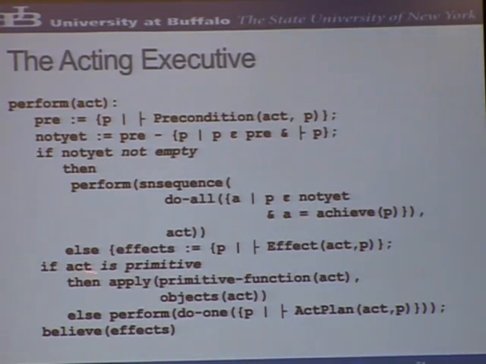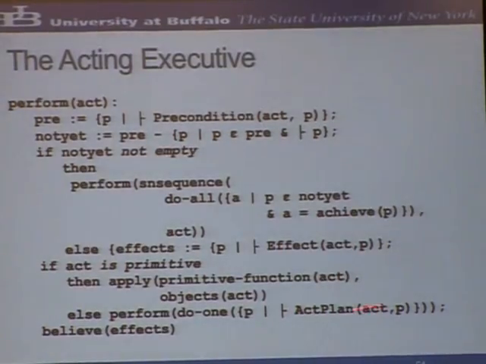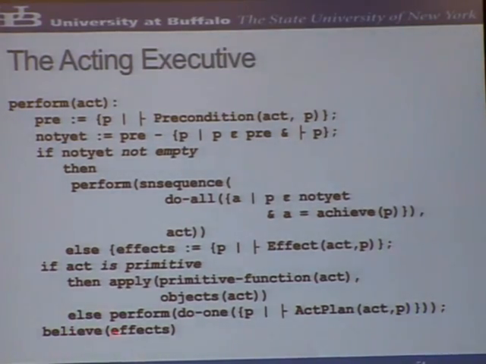Then, if the act is primitive, just apply the attached PMLA function to the objects. If it's not primitive, then derive plans for carrying out that act and do one of them. And then finally, in a really naive step, believe that the effects hold, which is extremely naive because it assumes that all acts are effective. And so in building slightly more realistic agents, I just didn't tell it the effects of any acts, so it didn't automatically believe anything. But what it should do is, among the effects, there's the goal, the reason you did it, and it should check with its sensors that that came about, but be capable of fixing things if it didn't. But this acting executive is naive in that way as well.